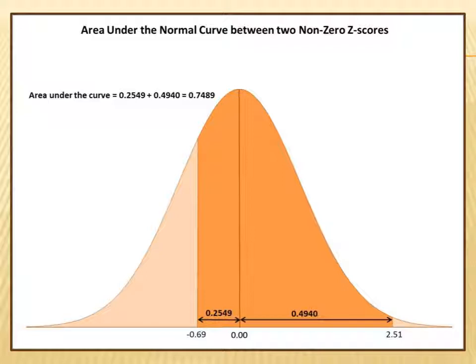On the normal curve, we first will identify where minus 0.69 will fall in the curve, and we'll see that the highlighted area of the proportion of the curve between 0 and minus 0.69 is 0.2549. We now identify where the z-score of 2.51 would fall into the curve and indicate that the area between the mean of 0 and 2.51 is 0.4940. Now recall what we're asked to find here is the area between minus 0.69 and 2.51. So we merely add those two areas together. So the entire area under the curve between a z-score of minus 0.69 and a z-score of 2.51 is 0.7489.